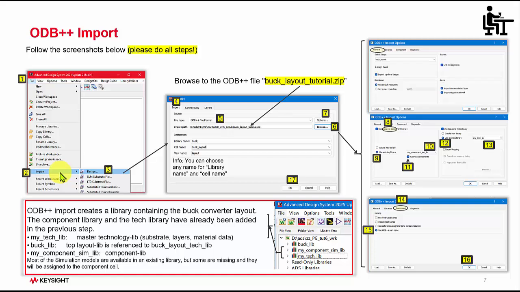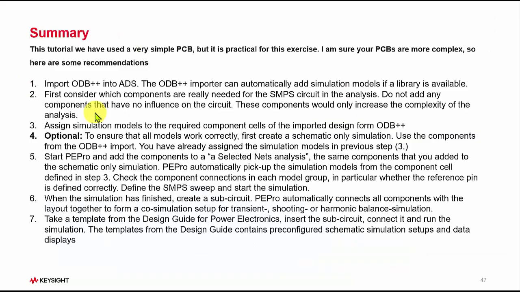With the ODB++ import, we already had a library of simulation models, but when you start with ADS, you don't have one. So I will show you a workflow that works best. Consider which components are really needed for the SMPS circuit in the analysis. Do not add any components that do not have any influence on the circuit. These components would only increase the complexity of the analysis.